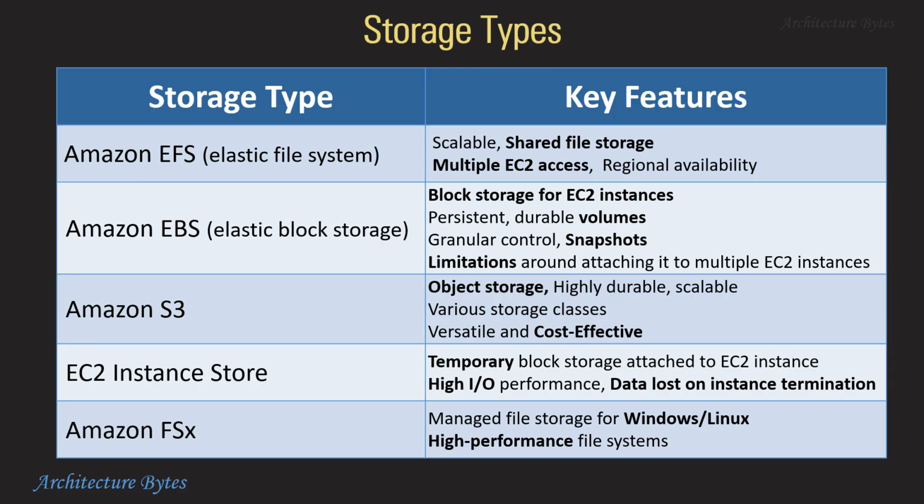Amazon EBS or Elastic Block Storage is a block storage for EC2 instances, and it provides persistent durable volumes, and you can create snapshots out of it. It has limitations around attaching it to multiple EC2 instances. Amazon S3 is a cost-effective object storage which is highly durable and scalable. EC2 Instance Store is a temporary block storage attached to EC2 instance. Amazon FSx is managed file storage for Windows and Linux systems.